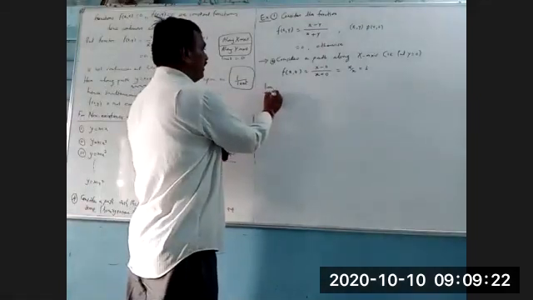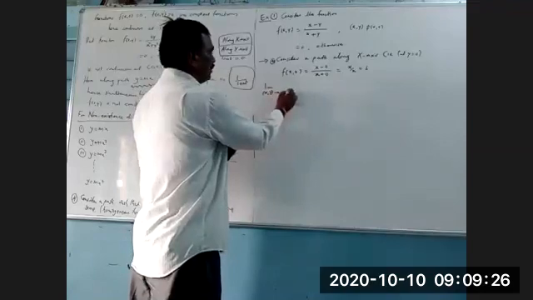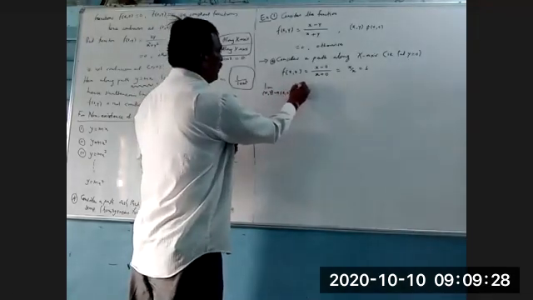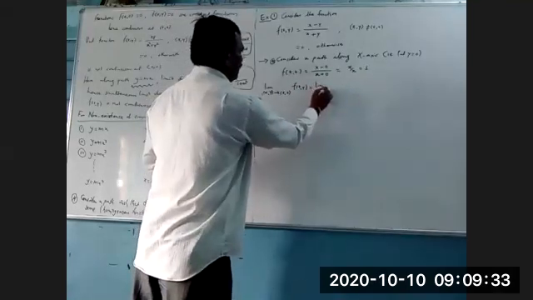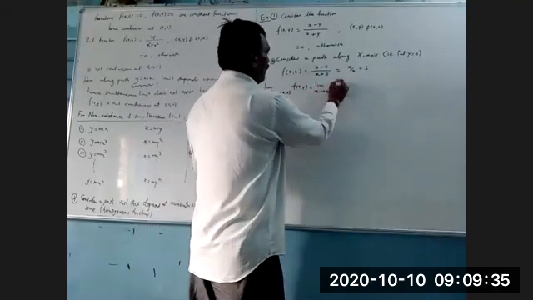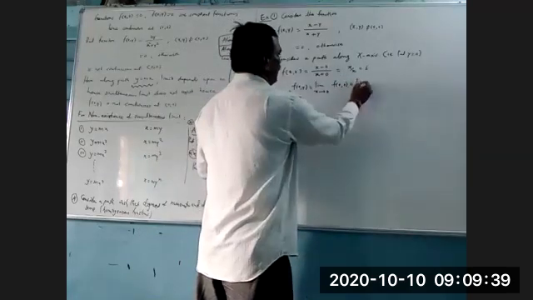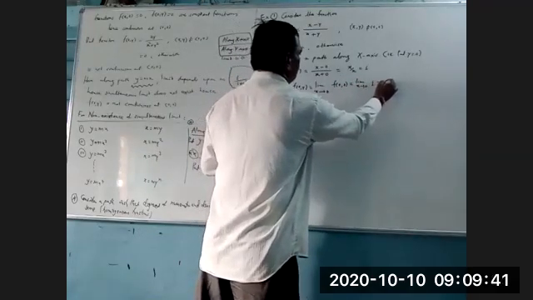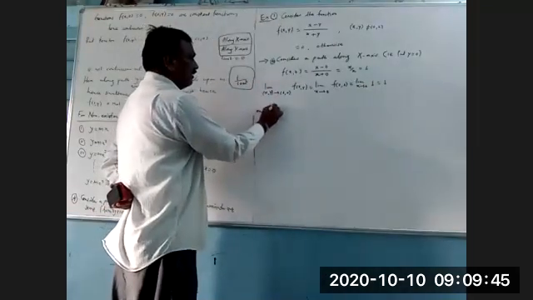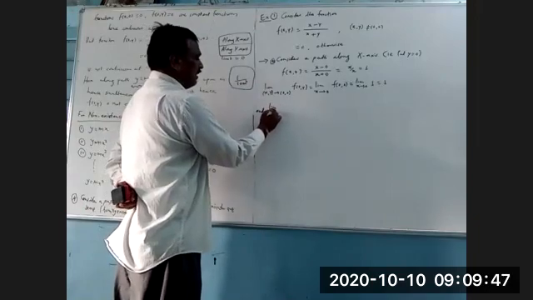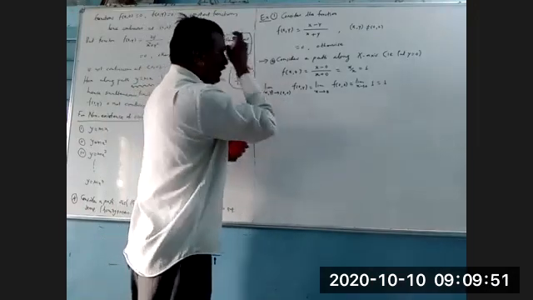Limit as (x, y) tends to (0, 0) of f of x y is the same thing as limit x tends to 0 of f of x, 0, and that is limit x tends to 0 of 1, which is 1. This will be the limit along the x-axis.